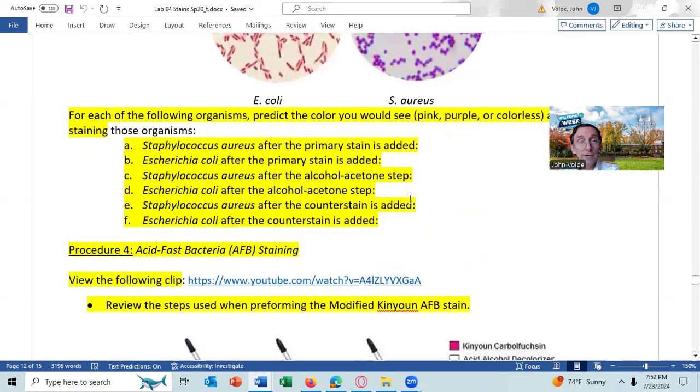And then for procedure 3, we have procedure 3A, B, C, D, E, and F. These are questions. Staphylococcus aureus, after the primary stain is added, is it pink, purple, or colorless in color? E. coli, after the primary stain is added, state its color. Staphylococcus aureus, what color is it after the alcohol acetone step? Pink, purple, or colorless? E. coli, after the alcohol acetone step, what color is it? Staphylococcus aureus, after the counter stain is added, what color is it? And then E. coli, after the counter stain is added, what color is it? Any question about any of that?